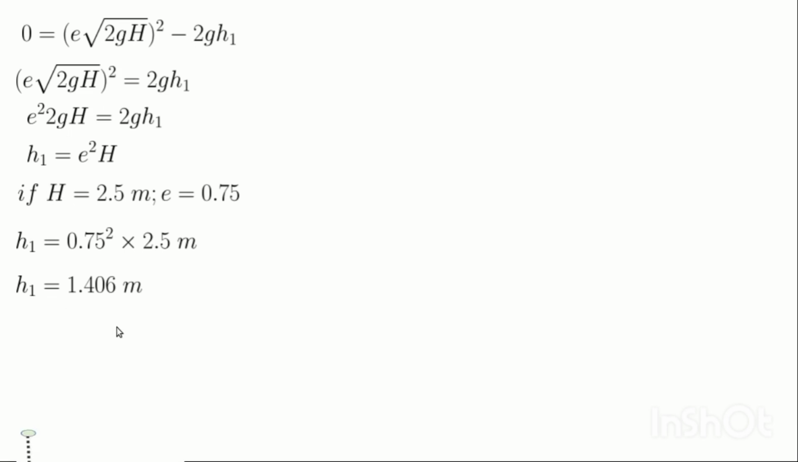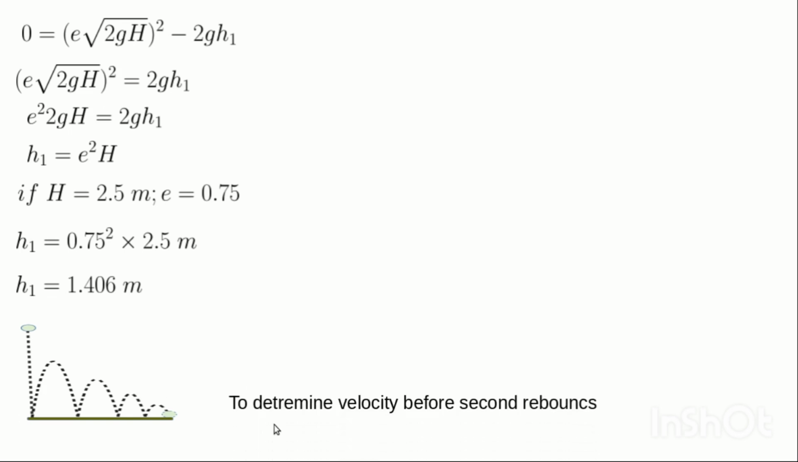So we start with this same formula. We have this figure. We assume that this one is the first rebound, second rebound. First rebound, we get this height of h1. Second rebound, we get the height of h2. Third rebound, we get the height of h3. So we have to determine the velocity before the second rebound.